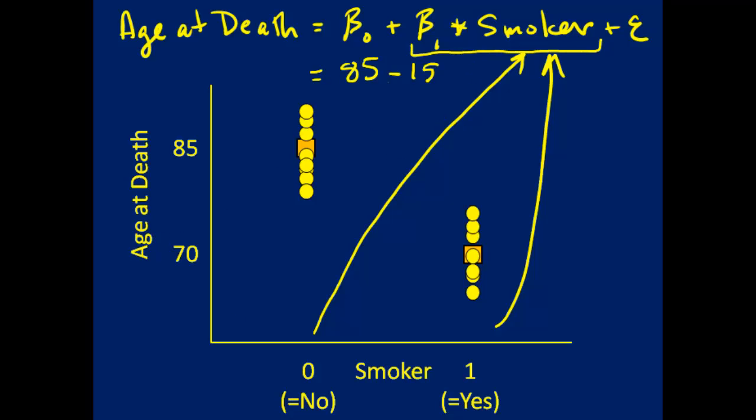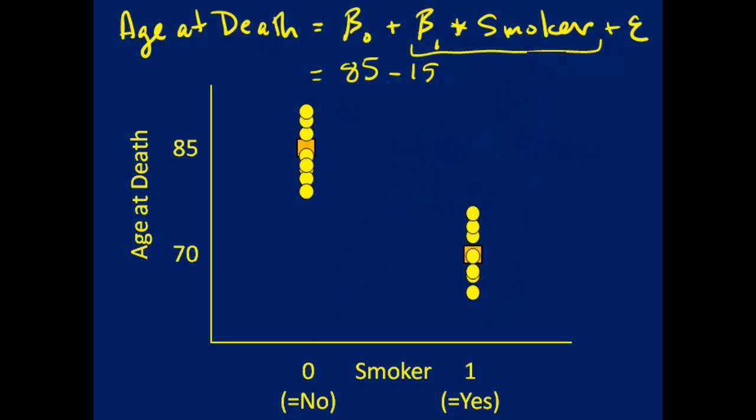Let me get rid of these arrows here for now because they're in the way. And we have still the, oops, this is not a plus, that's a times, the smoker and the random component. So this model, age at death equals 85 minus 15 times smoker plus the random component, will give us exactly this. When smoker equals 0, this drops away. So beta naught equals 85. So then the age at death equals 85 plus the random component. And you can see that is correct for this group.